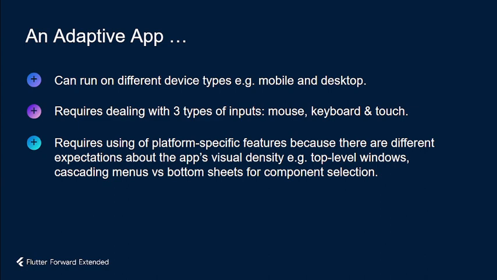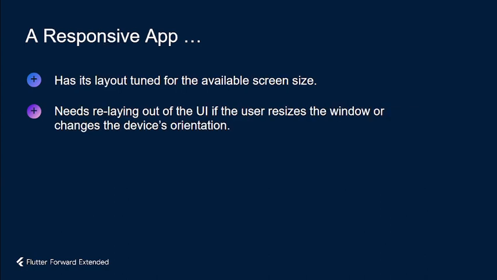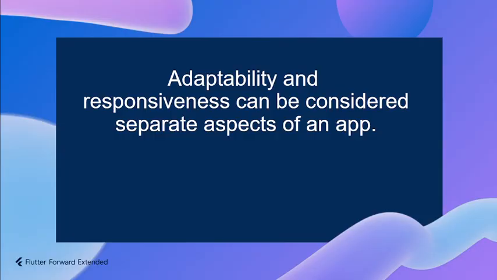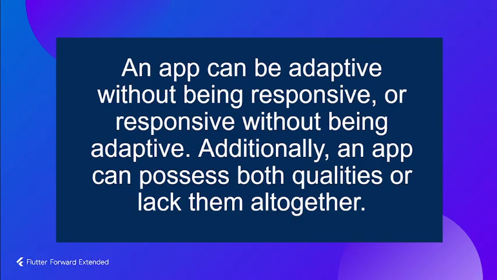So let's look at a responsive app. A responsive app has its layout tuned for the available screen size, and it needs relaying of the UI if the user resizes the window or changes the device orientation. An interesting fact is that adaptability and responsiveness can be considered as separate aspects of an app. The reason being, an app can be adaptive without being responsive, or it can be responsive without being adaptive. Additionally, an app can possess both qualities or lack them altogether.